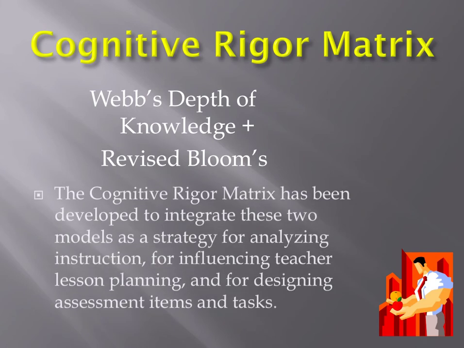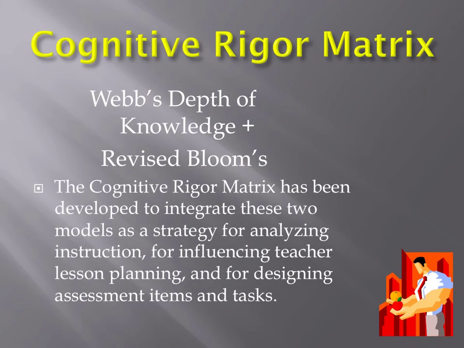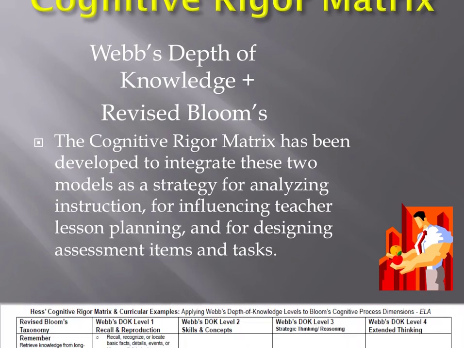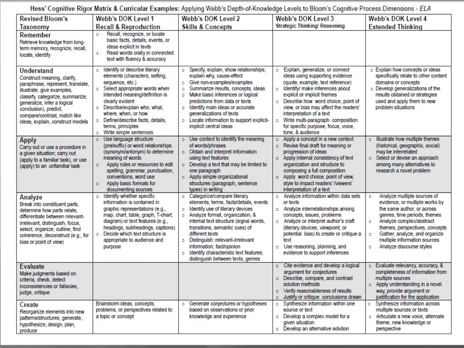Welcome to section 3, the cognitive rigor matrix. This slide presents a brand new concept of taking both the new Bloom's taxonomy and blending it with depth of knowledge. This is called the cognitive rigor matrix.